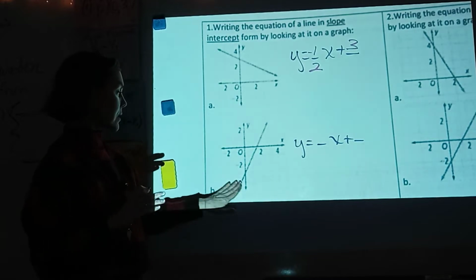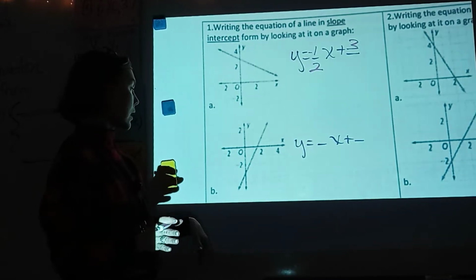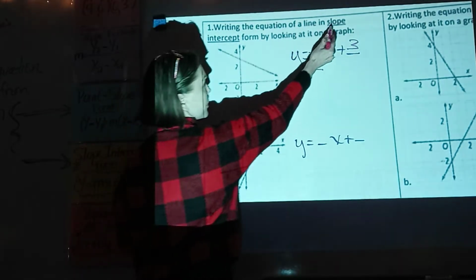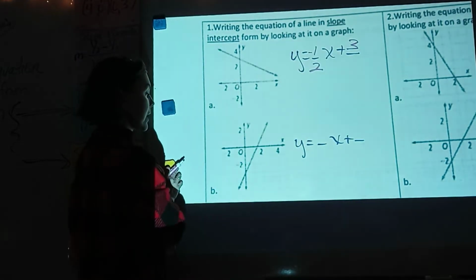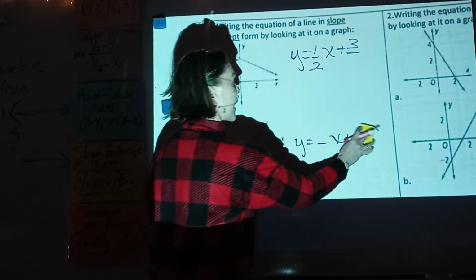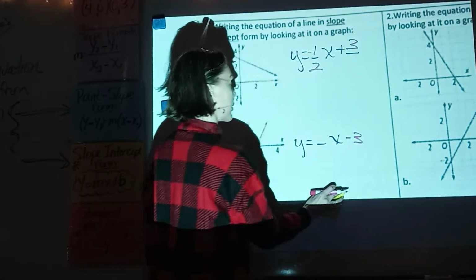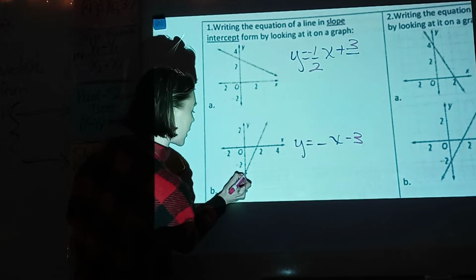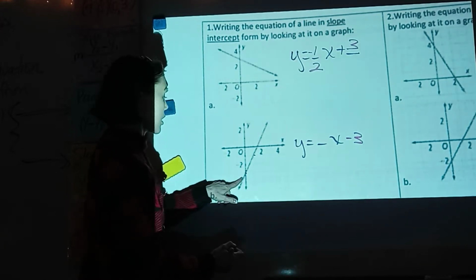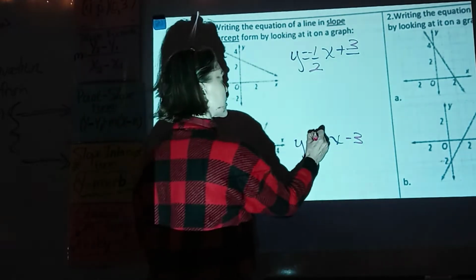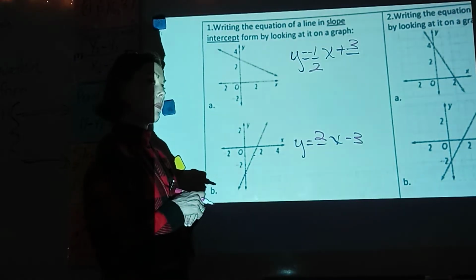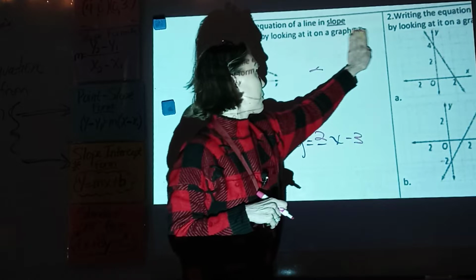All right, so second one, same thing. Where does this line cross over the y-axis? Again, we're putting this in slope-intercept form, y equals mx plus b. So this crosses over at a negative 3. So you're going to put negative 3. And then this is a positive slope. So you have to find 2 points on the line. Here's 1 here and 1 here. So we went up 2 over 1. So that is our final answer, y equals 2x minus 3. Okay, so that's question number 1.